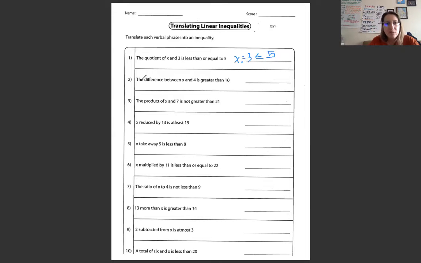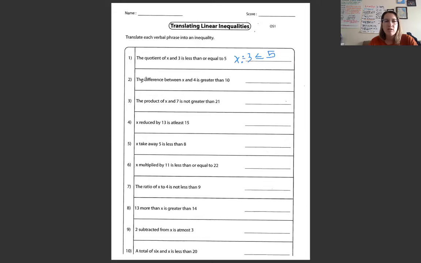All right, so the next one is the difference between x and 4 is greater than 10. Okay, so let's think here. We're going to read it again, right? Because that's our next step. So the difference between x and 4 is greater than 10.